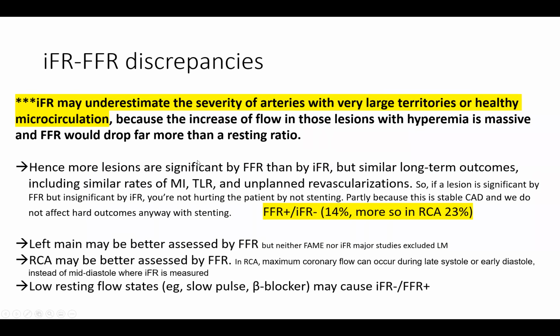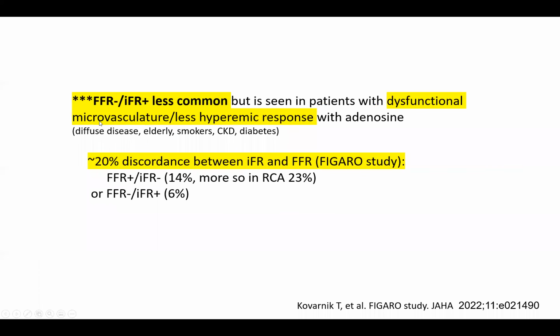Now, I described mainly the positive FFR, negative iFR discrepancy, which is seen in 14 to 20% of patients, more so in RCA. Now, there's another discrepancy, negative FFR, positive iFR. It can happen in 6%, it's less common, but it is seen in patients with dysfunctional microvasculature and less propensity to have a hyperemic response with adenosine.